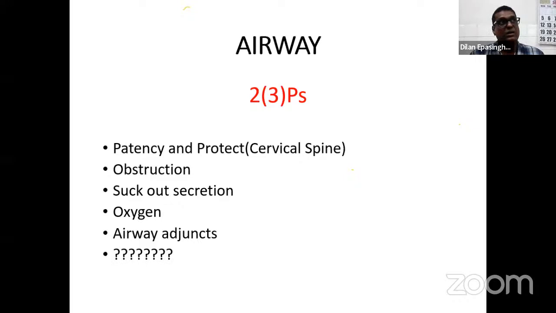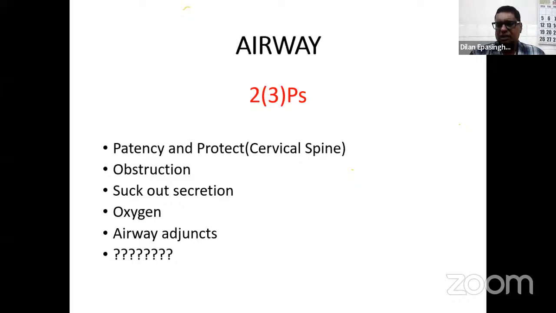There may be laryngotracheitis, something like that. So then you have to keep in mind, don't straight away go and suck out the secretion. Suctioning the secretion is very important, but imagine drooling of saliva in case of tonsillitis or epiglottitis, you may worsen the situation. So you can apply oxygen, and you can use airway adjuncts like oral airway or nasal airway.